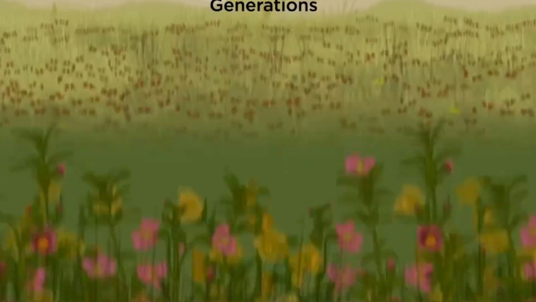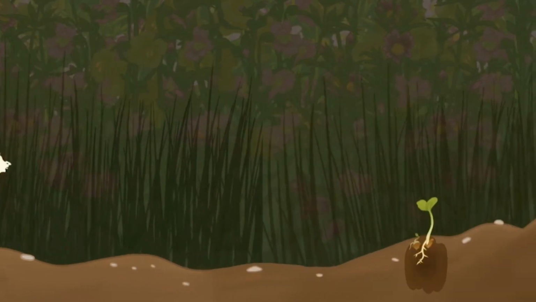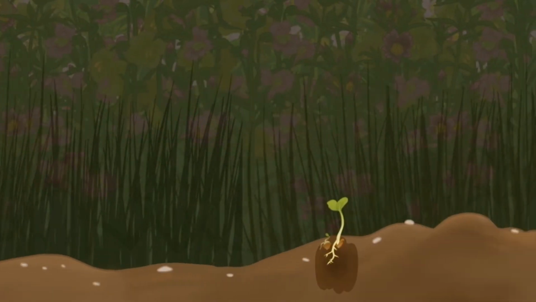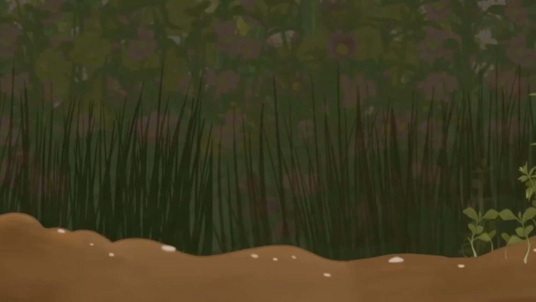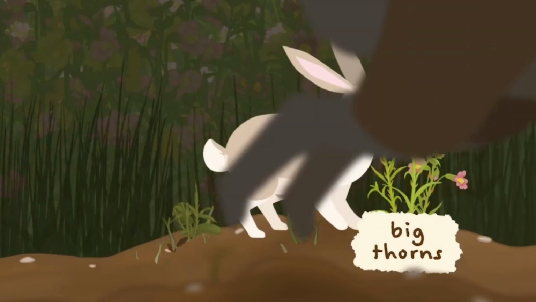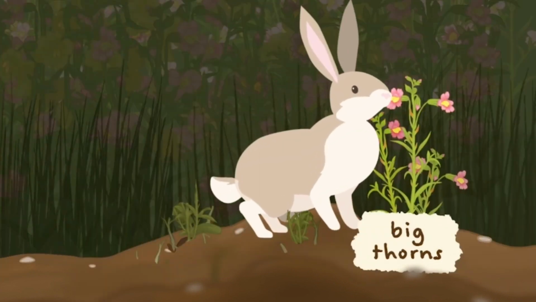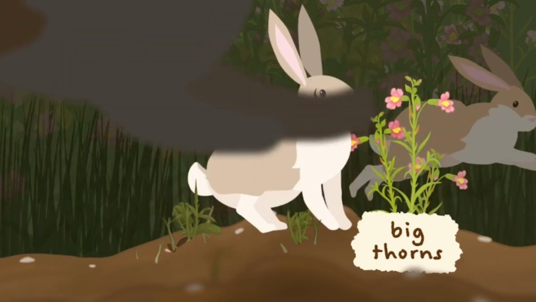The more seeds trait affects reproduction directly, but natural selection also works on traits that affect reproduction indirectly, especially traits that affect survival. Because if an individual doesn't survive long enough, it can't reproduce. The big thorns trait could work this way. Thorns don't affect reproduction directly, but the plants with this trait are less likely to be eaten. On average, they're more likely to grow up and reproduce.